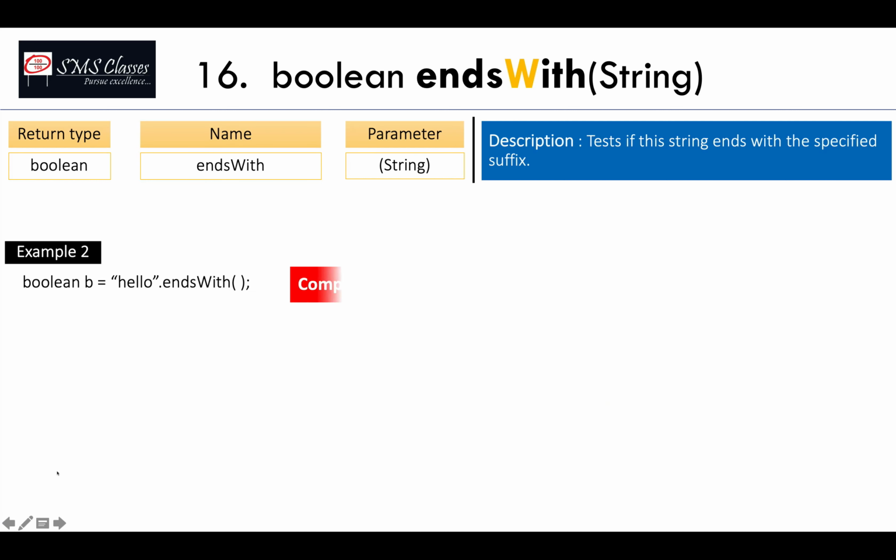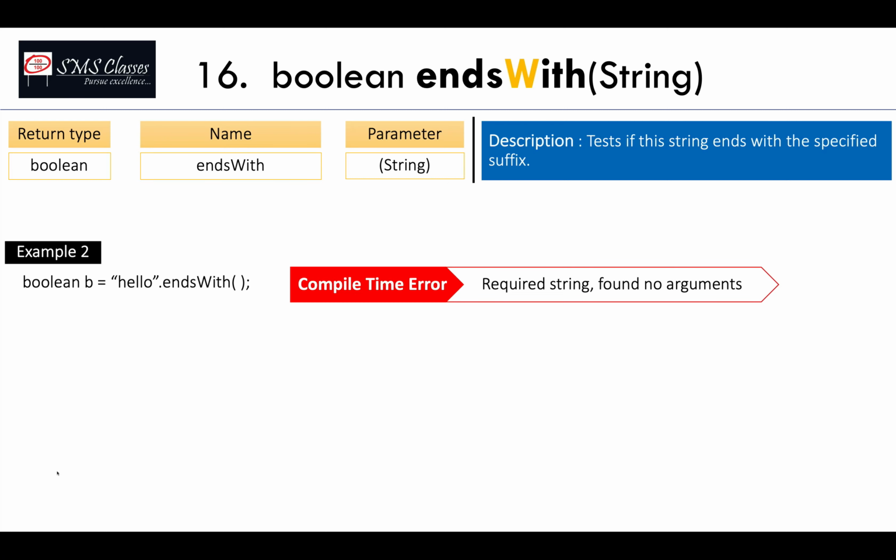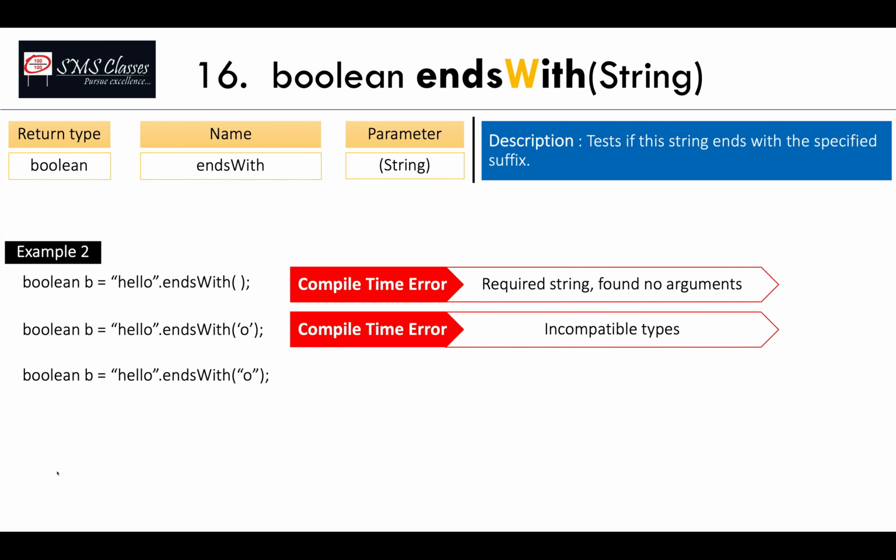Let's see some error scenarios. Like I already said, the method name, parameter, and return type are important while calling methods. So here we're calling hello dot ends with, with empty brackets. That is, we didn't give a parameter, so it's not going to compile. It'll say required string and found no argument. In another scenario, you gave ends with single quotes O. That is a character, but what is expected is a string, so again, it's not going to compile. If you correctly give hello dot ends with double quotes O, then it will compile and it checks if hello ends with O. In this case, it is yes, so it is returning true.